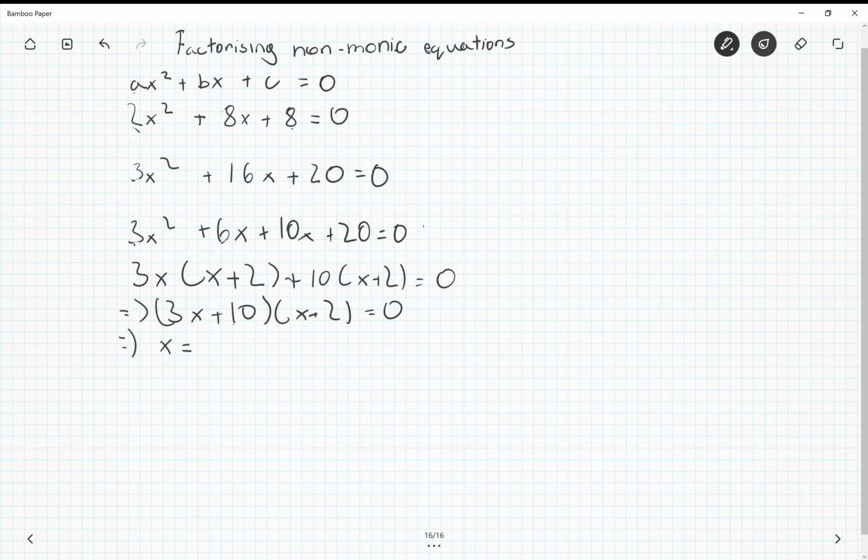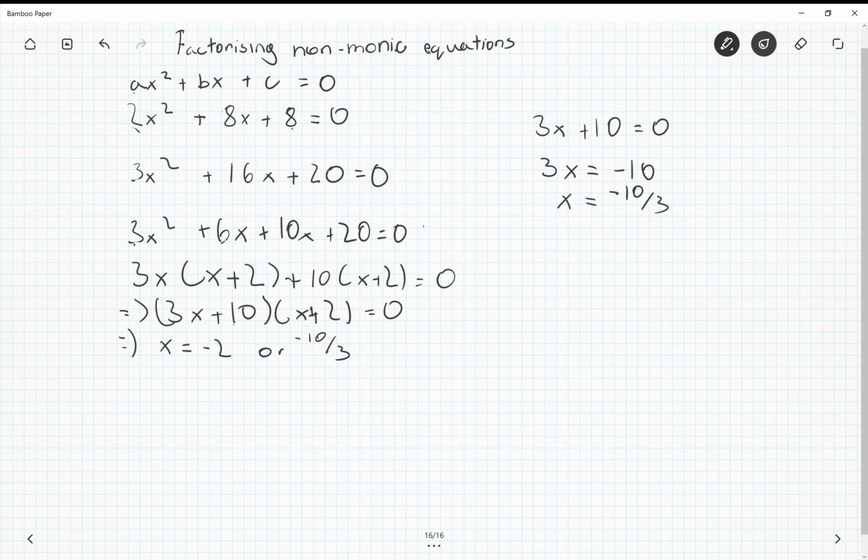So let's say x plus 2 equals 0. Well, then x would have to equal negative 2. So x equals negative 2, or, and then we have 3x plus 10 equals 0. Well, let's write that down to make sure there's no confusion. So 3x plus 10 equals 0. That means 3x equals negative 10, because we bring the 10 to the other side. And then x equals negative 10 by 3. So that means x equals -2 or -10 by 3.